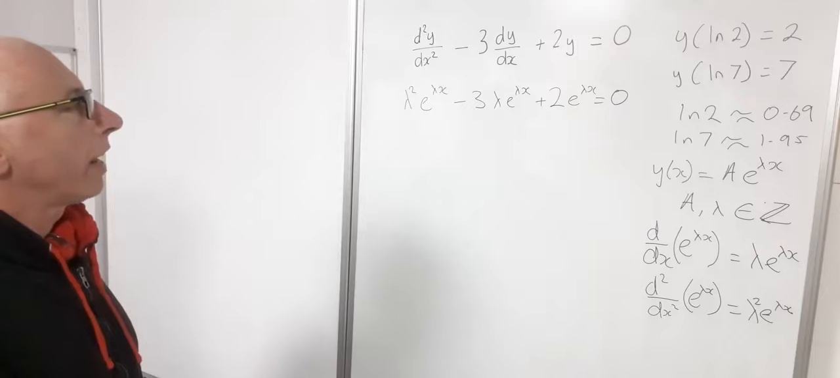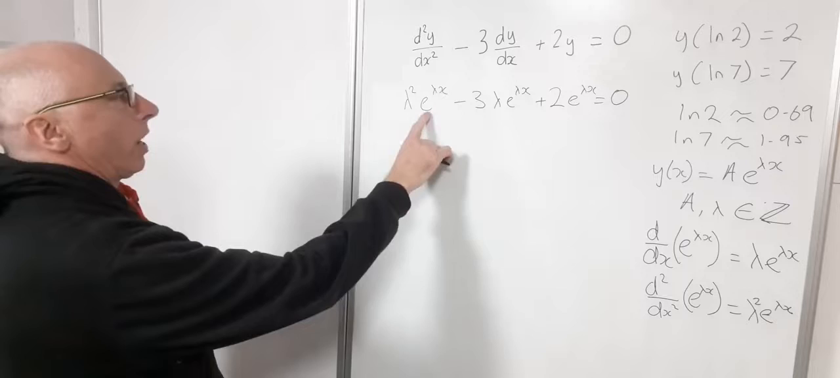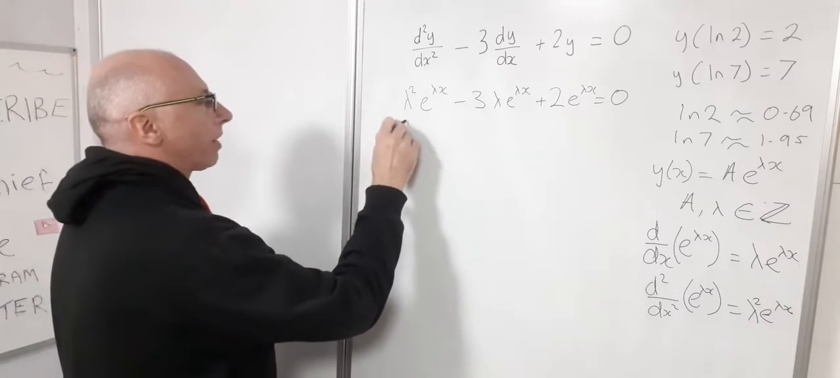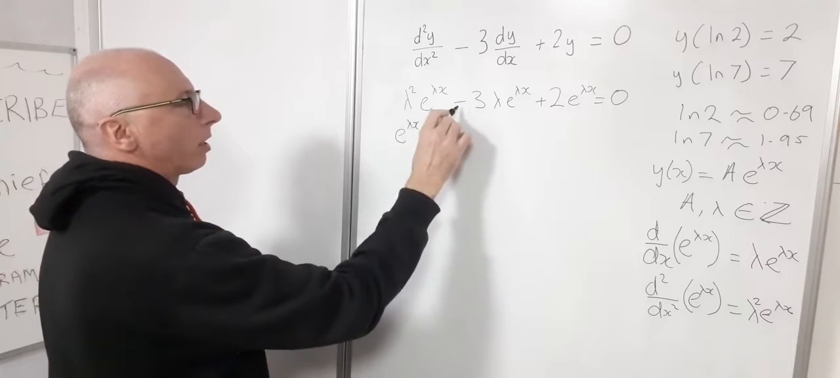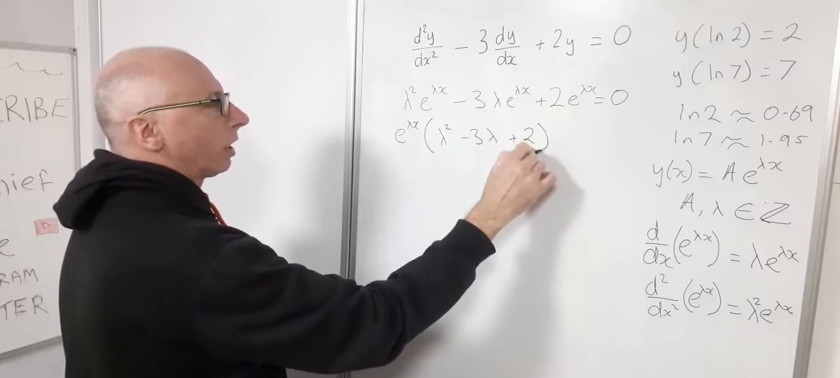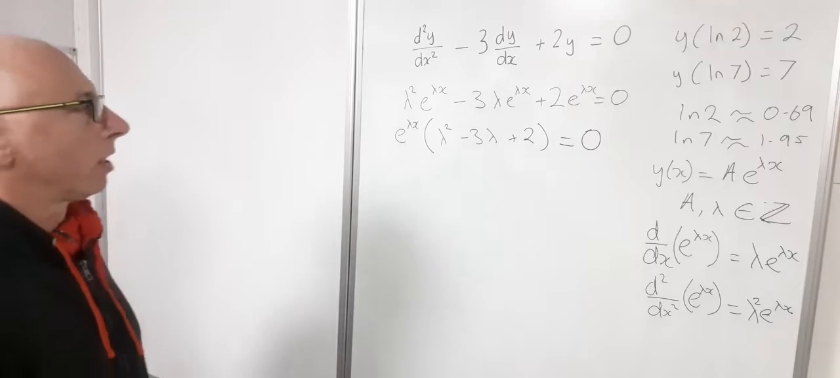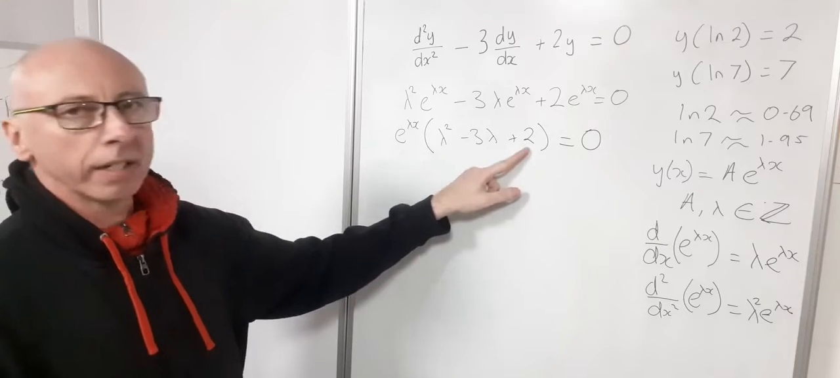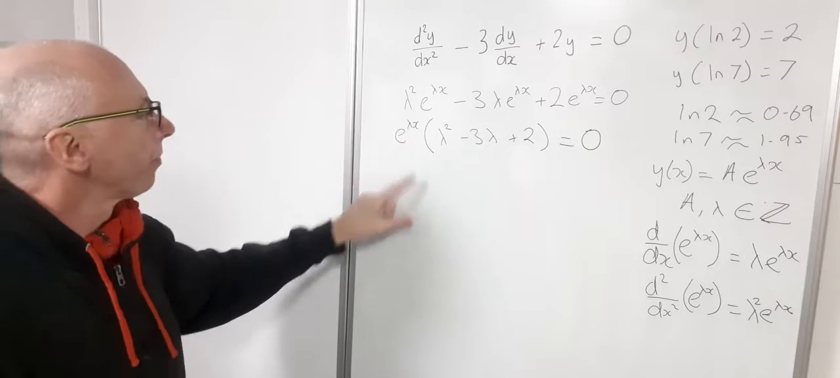Now, how can we solve that? That looks like quite an intimidating looking equation. Well, I've got e to the lambda x in all of these terms, so let's factor that out. e to the lambda x, so now I'm going to be left with lambda squared minus 3 lambda plus 2, and I can set that now to 0. Okay, well, how can I solve this? Well, if I could set that to 0, I could solve it. That would even factor. But e to the lambda x is just giving me a bit of a problem here, so let's just have a quick look at that.